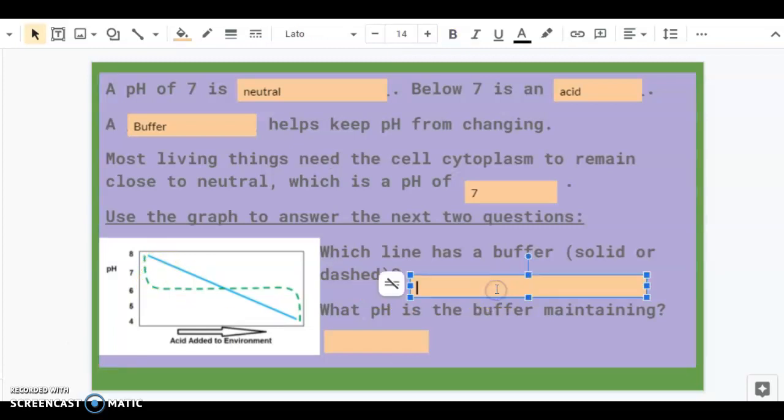And the answer is the dashed line, the green line. How do I know? Because it was able to maintain a pH right here where the line flattens out. Now, eventually, it couldn't do it anymore, but for a long time it did. What pH was it maintaining? Well, the pH in this graph is listed on the y-axis, and so if you just extend that line across, you would see it's right at a pH of 6. Would that be an acid, a base, or neutral? It's below 7, so that 6 would be an acid.